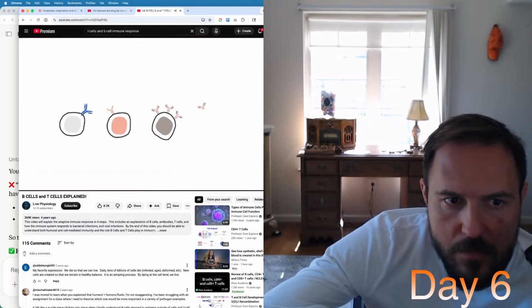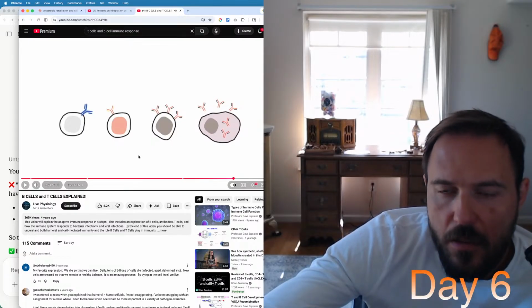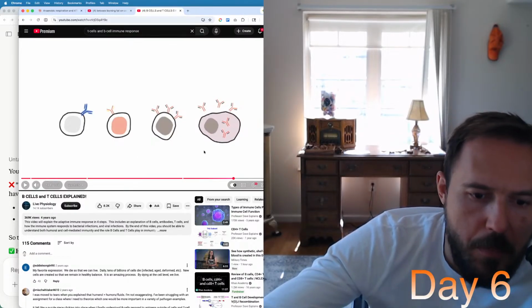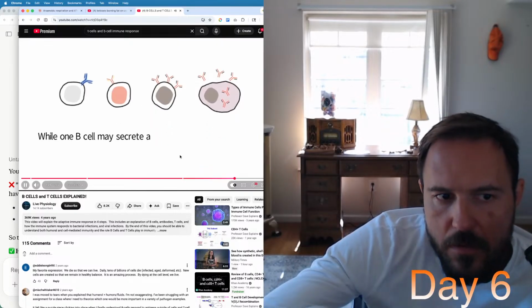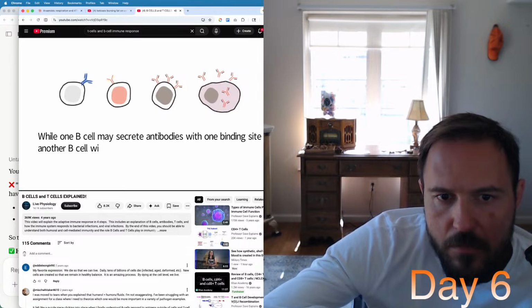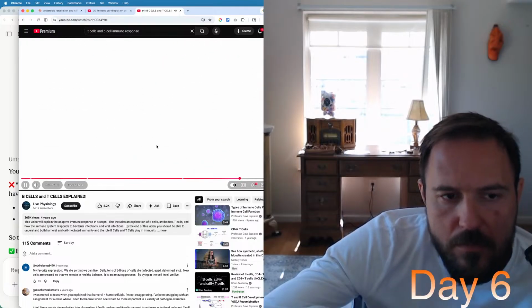For this reason, numerous B cells are needed for proper immunity. While one B cell may secrete antibodies with one binding site, another B cell will secrete antibodies with a different binding site, and so on, demonstrating the need for multiple B cells as part of the immune system.